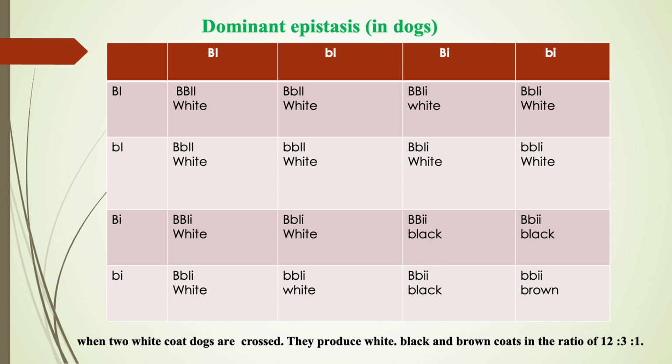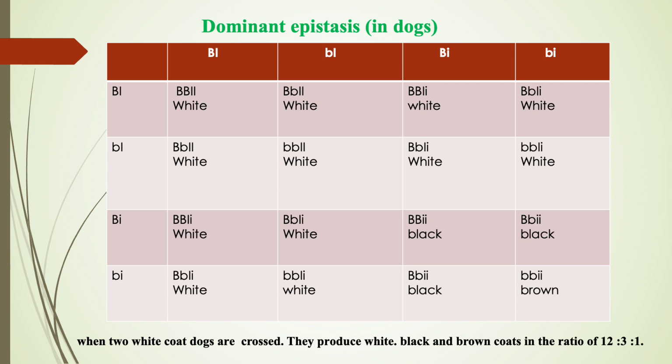Whenever there is absence of capital I and presence of small i, we can see the coat color being expressed, because the suppression activity of capital I is not present. The epistatic factor is absent. So capital B, small i. If you notice here, whenever capital I is absent, black color is expressed. Or capital B, small i. Since capital B is dominant, black coat color is expressed.